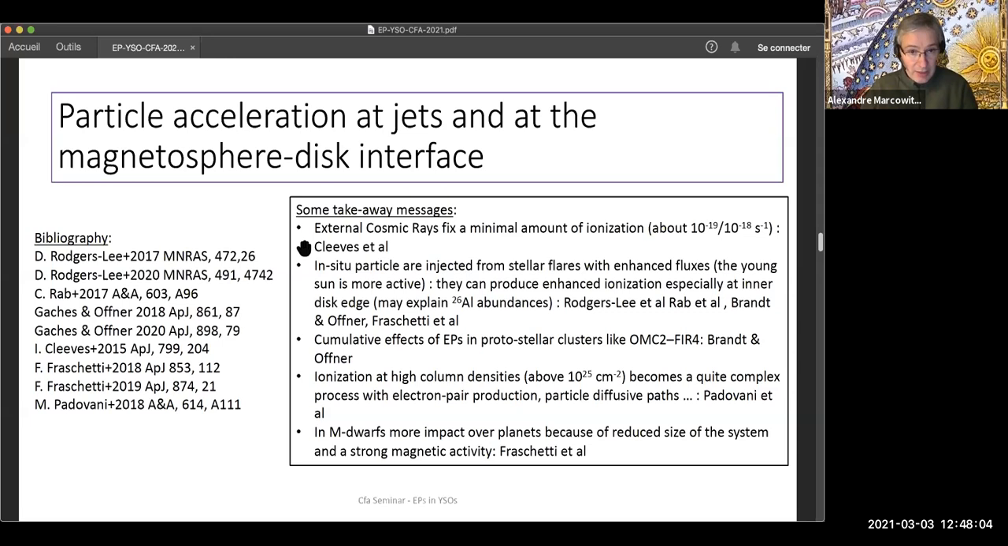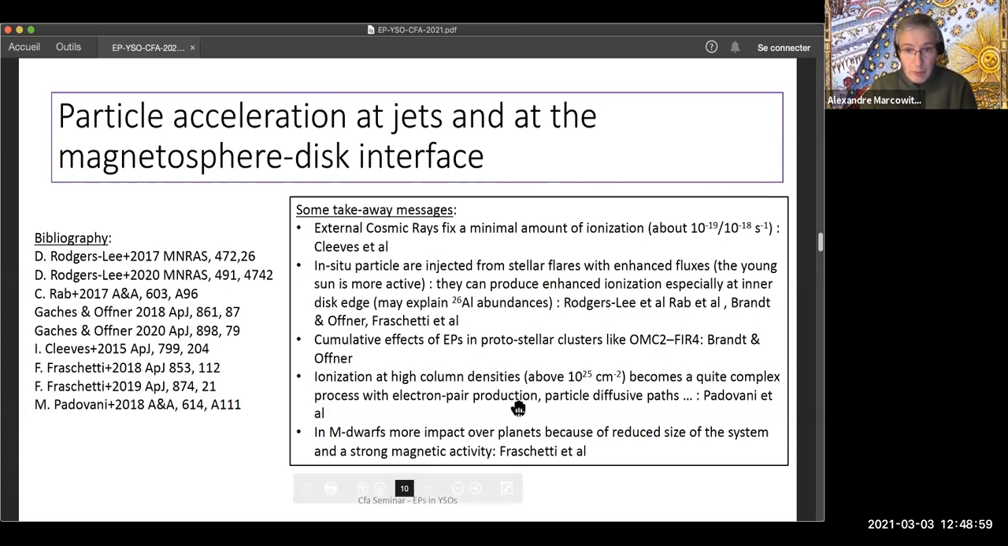This is a result by Cleeves and collaborators. Then if you add some in situ particles from stellar flares with enhanced flux, you can produce enhanced ionization with respect to this level, of course close to the stars. And also you can account for some abundances of aluminium-26. These are recent nice works by Brandt and Hoffner. If you accumulate the effect of energetic particles in a protostellar cluster, you can try to explain this ionization rate in OMC2 FIR4. Again, it's a Brandt-Hoffner result, another article of 2018.